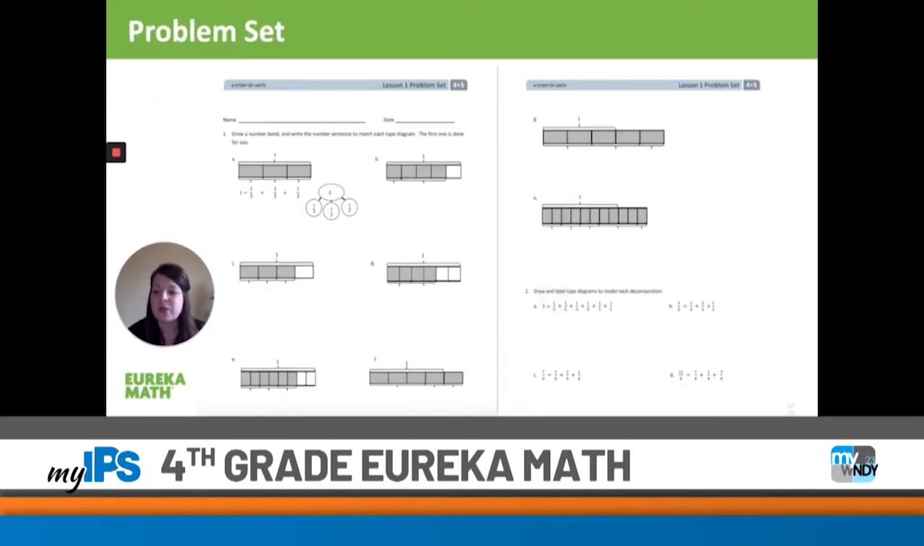Later in the lesson, we'll use this problem set for practice. If you don't have your workbook, you can have someone help you print the problem set from our website, greatminds.org. If you can't print a copy, that's okay too. I'll show it on the screen and you can just use your paper and pencil to answer each question.